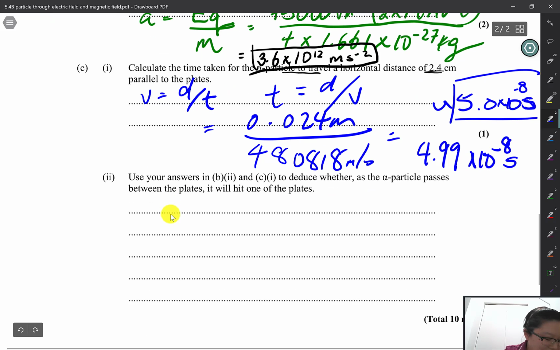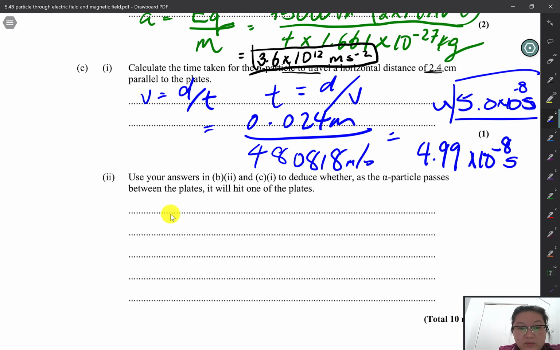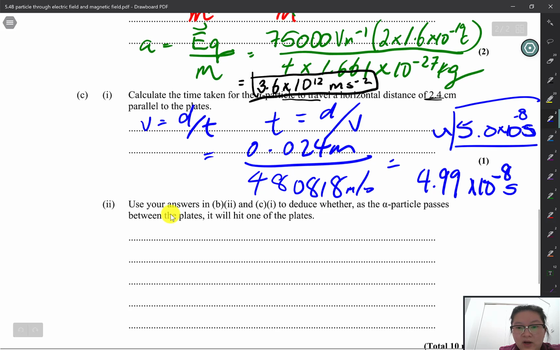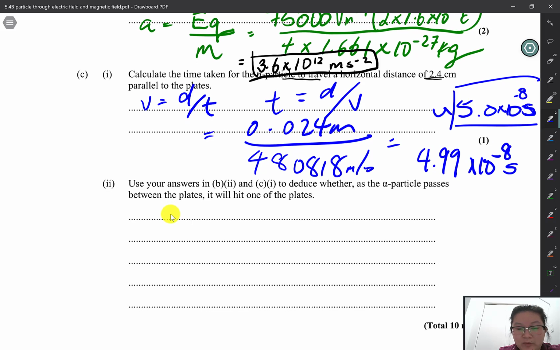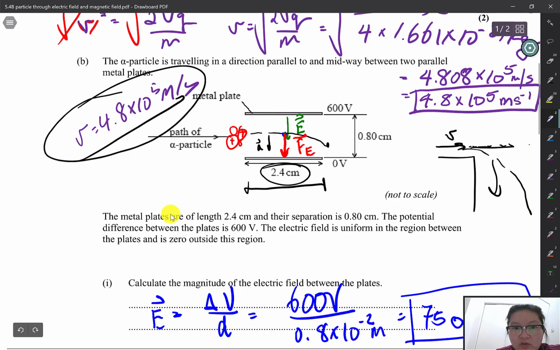Okay? And then finally, use your answers in B2 and C1 to deduce whether, as the alpha particles pass between the plates, it will hit one of the plates. So in order for this alpha particle to not touch the plate, it has to successfully move through the plates so that the trajectory might look like this. Hopefully like that. Meaning, if we know the time it takes the alpha particle to go across these plates, we need to see where it's going to land up, how much of a vertical drop it's going to make.